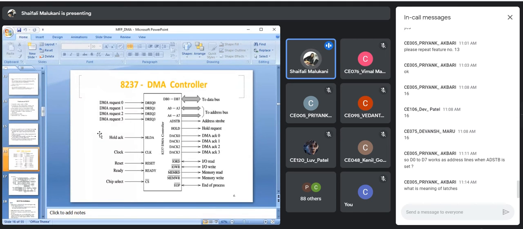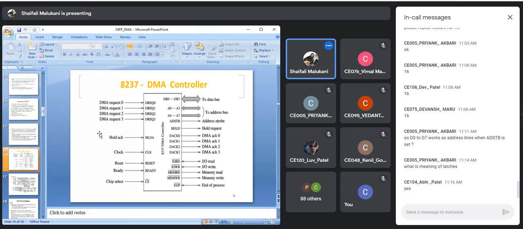Is it clear to you, Priyank, or should I take another example to make it clear? And what about others? Are you clear with it? Are you understanding the meaning of latch, or can I take a proper example to explain it to you? Applicable to all. Are you there? So are you comfortable?